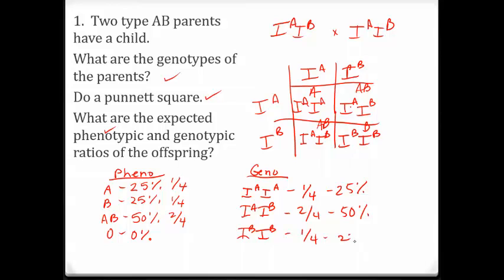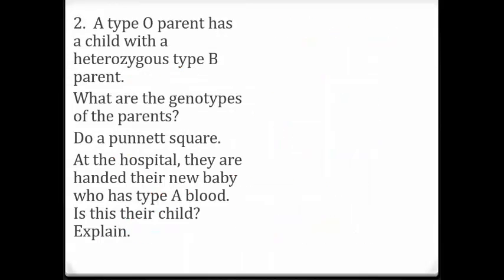So we have a 25% chance there. So that would be how we would use that chart and look at the blood types of a parent. Let's do one more. We have a type O parent.